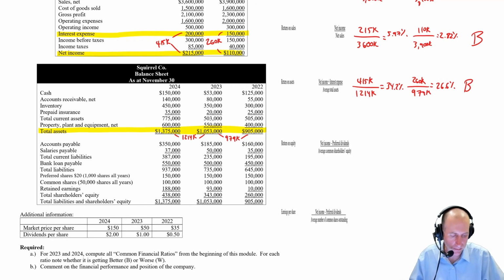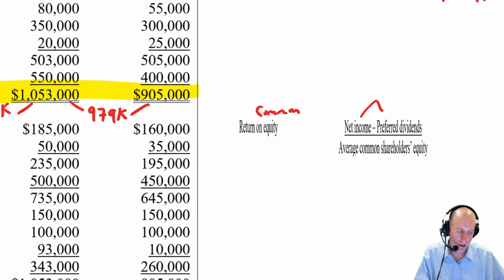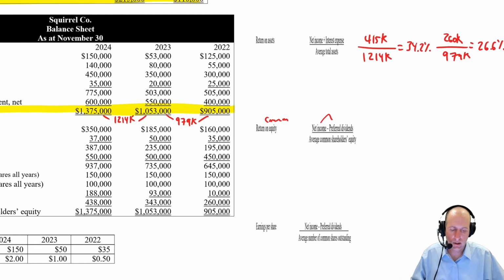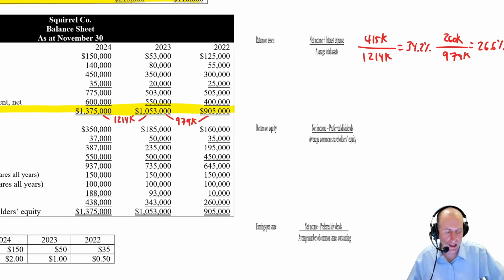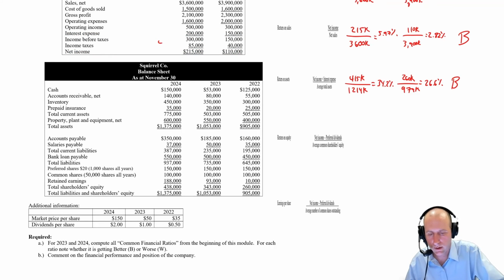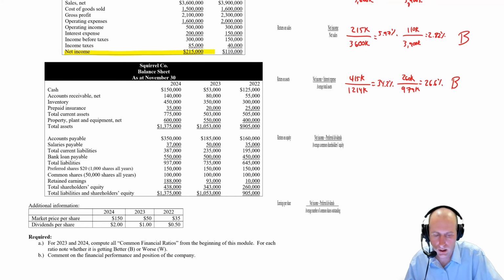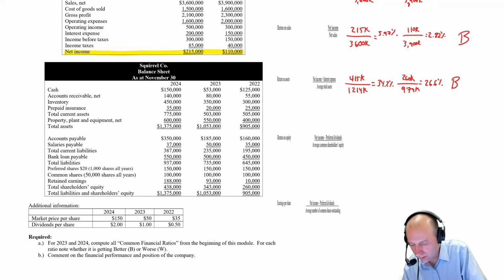Return on equity. Net income minus preferred dividends, and this is return on common shareholders' equity. Net income minus preferred dividends divided by average common shareholders' equity. Okay, so this one's a bit of a mouthful. Net income minus preferred dividends. We got our net income up here. We've highlighted it already. Let me re-highlight that. There's my net income. Preferred dividends. Well, we do have preferred shares.